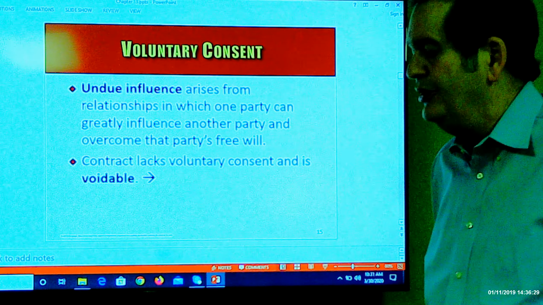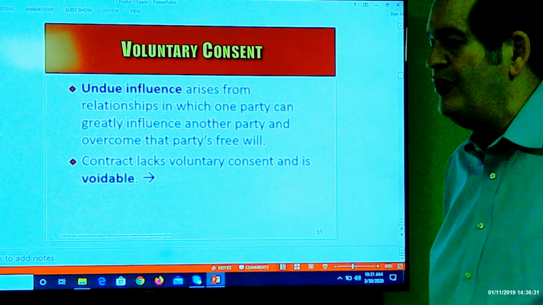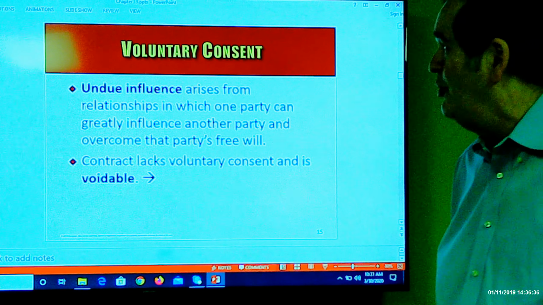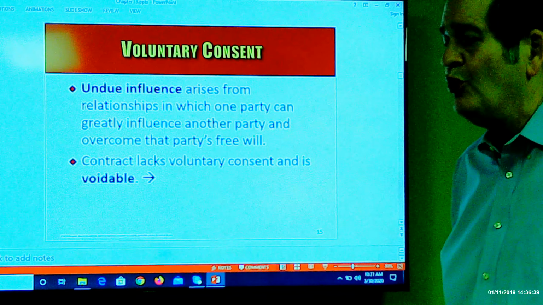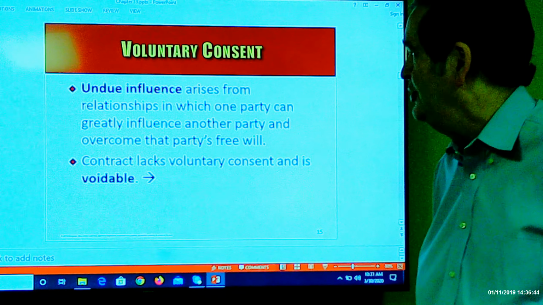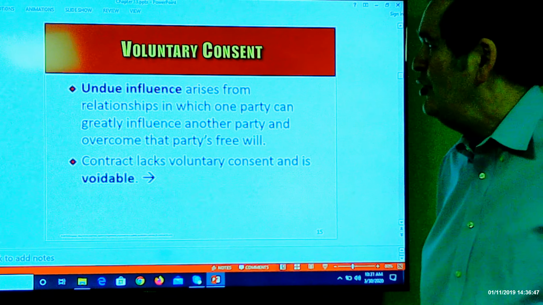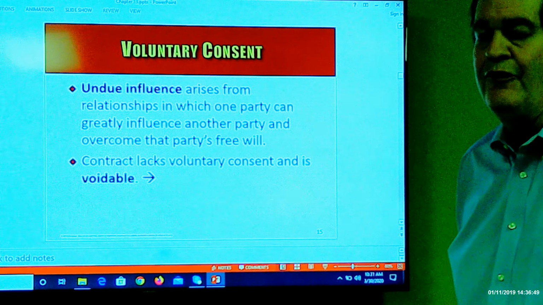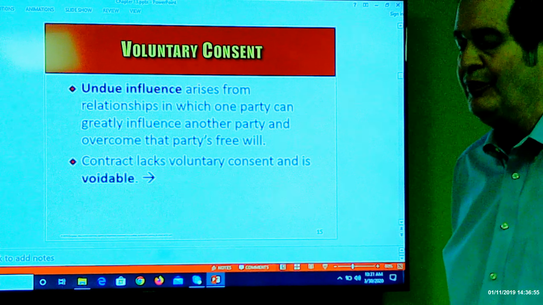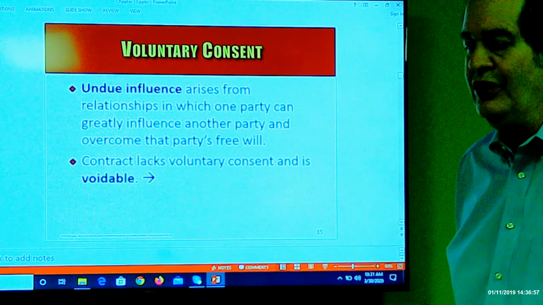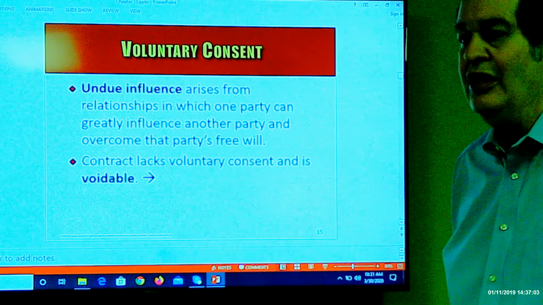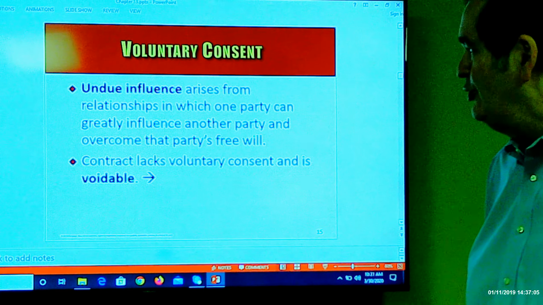Another action that can result in nullifying or voiding or making the contract voidable is undue influence. This arises from relationships in which one party greatly influenced another party and overcomes that party's free will. Generally, for it to have application, it's going to require some sort of special relationship. So it's usually a relative that would be involved, or a relationship such as a principal and an agent, an agency relationship.